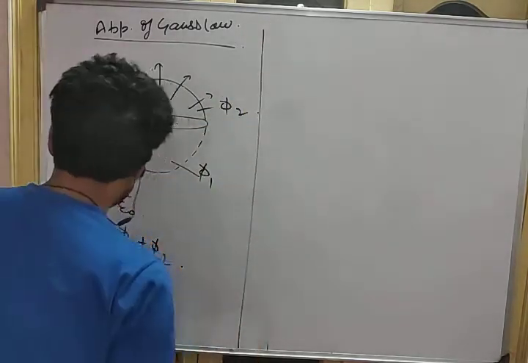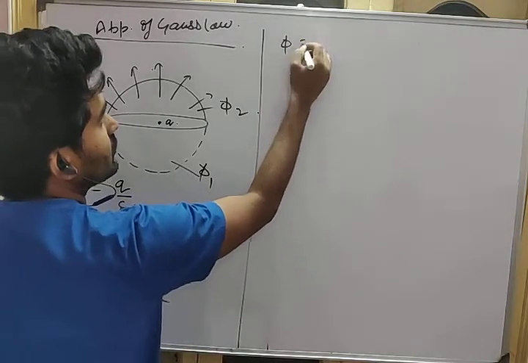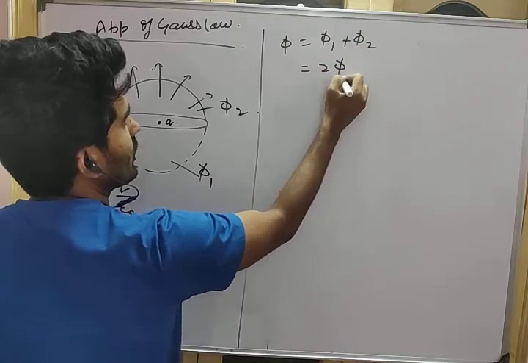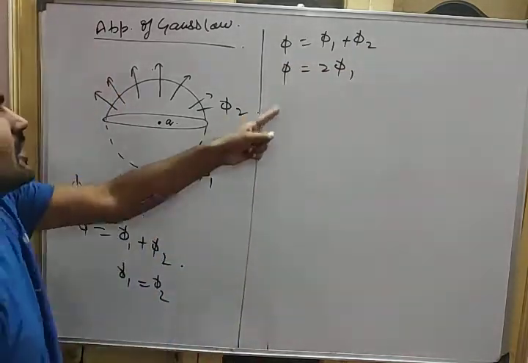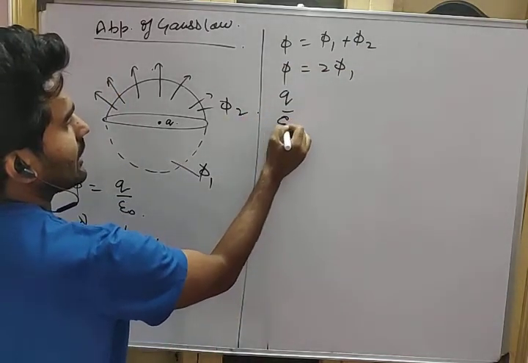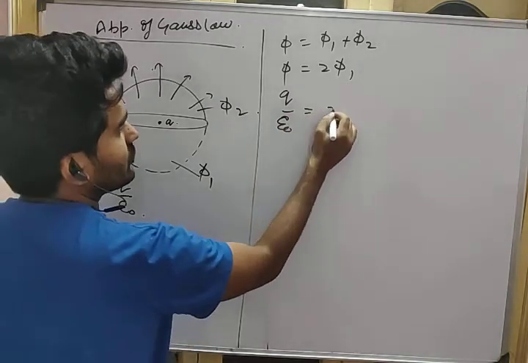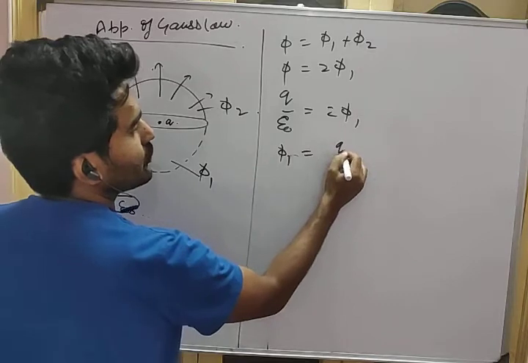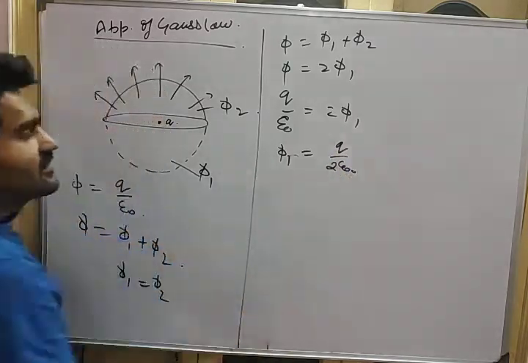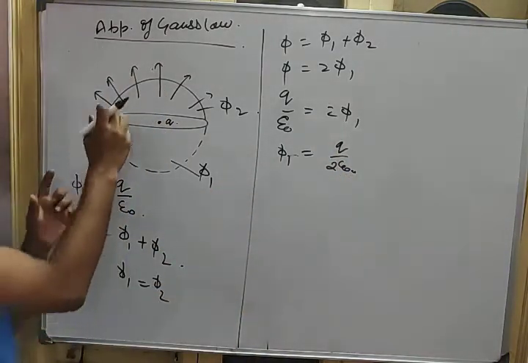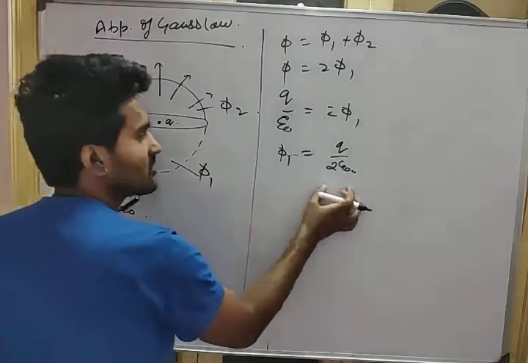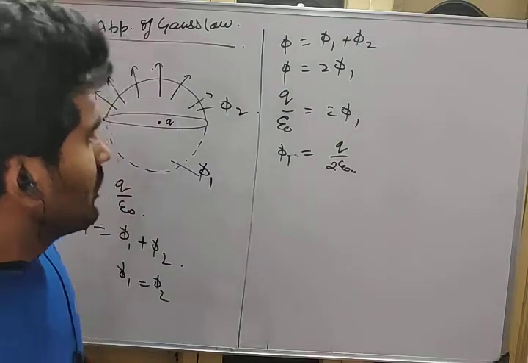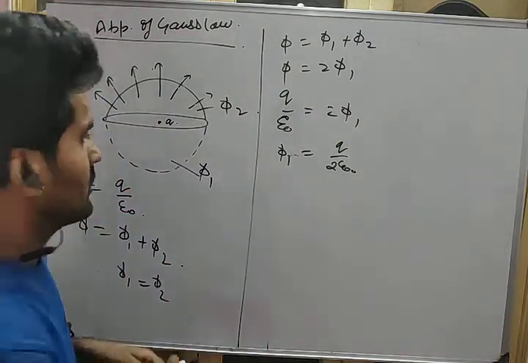So now phi equals phi 1 plus phi 2, which is equal to 2 phi 1, right? What is phi here? Q by epsilon, and it is 2 phi 1. So phi 1 is equal to Q by 2 epsilon. So we can say that the flux leaking out of this particular upper surface is Q by 2 epsilon, right? Now let's move to another question.